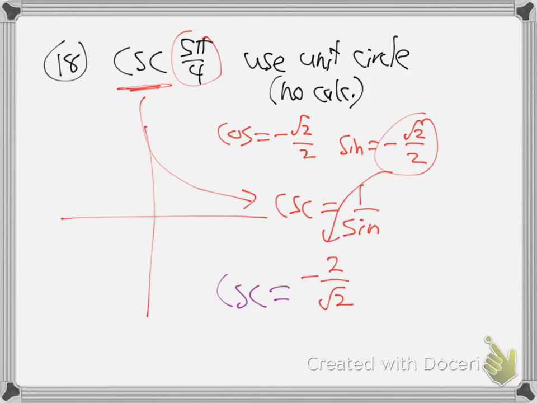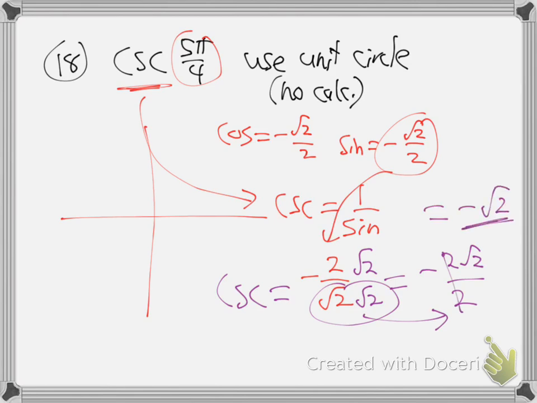How do you get rid of that root from the bottom? Multiply top and bottom by root 2, right? Remember that from algebra, to get rid of roots? Just multiply by that. Minus 2 root 2 over plain 2, right? 2 root 2's make a plain 2 in the bottom. They cancel. Final answer, minus root 2. Didn't need a calculator.